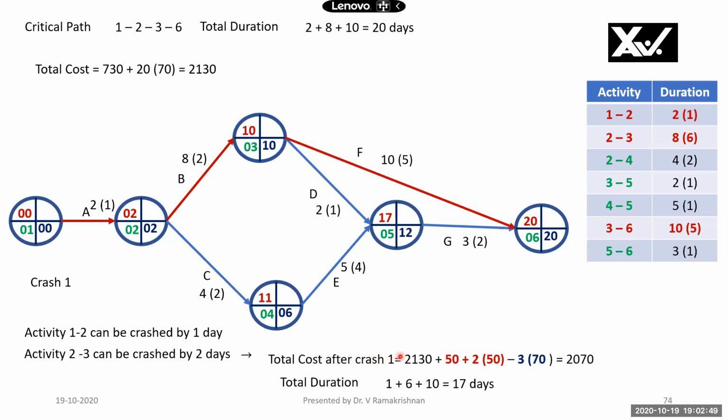So total cost after crash will be, previous cost 2130 plus crash cost involved for crashing activity A by 1 day is 50 rupees. Crash cost for crashing activity B by 2 days is 2 into 50, 100 rupees. So total crash cost is 150. Whereas I'm saving 70 rupees per day for 3 days, reduction in duration. Therefore, the net answer is 2070, which is lower than the previous cost 2130. Therefore, this is very well acceptable. Now, total duration is 17 days and total cost is 2070.